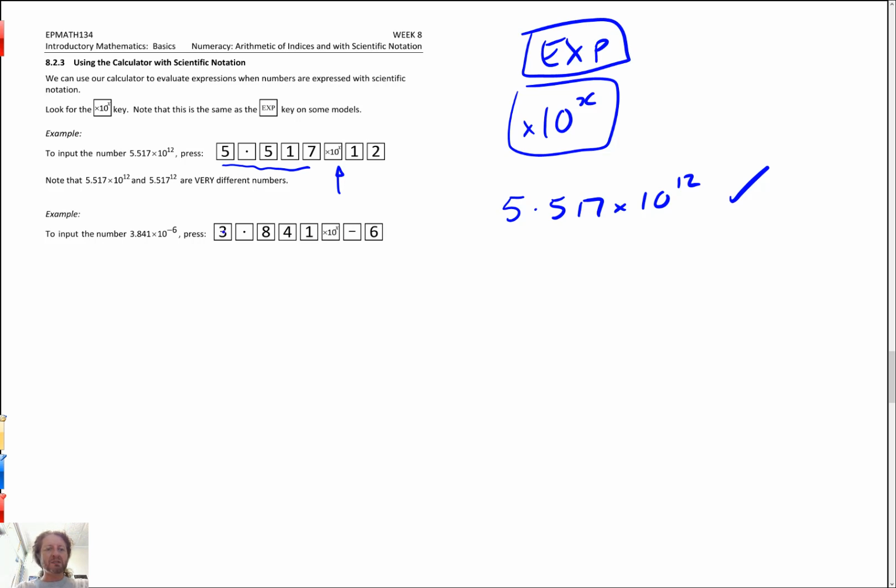So yeah, and sometimes it's times 10 to the minus 6. Now it doesn't matter which minus you use here. There's the big minus that's with the minus, plus, times and divide. Or there's another key which is bracketed little minus. Yeah, that's how we put it in the calculator.